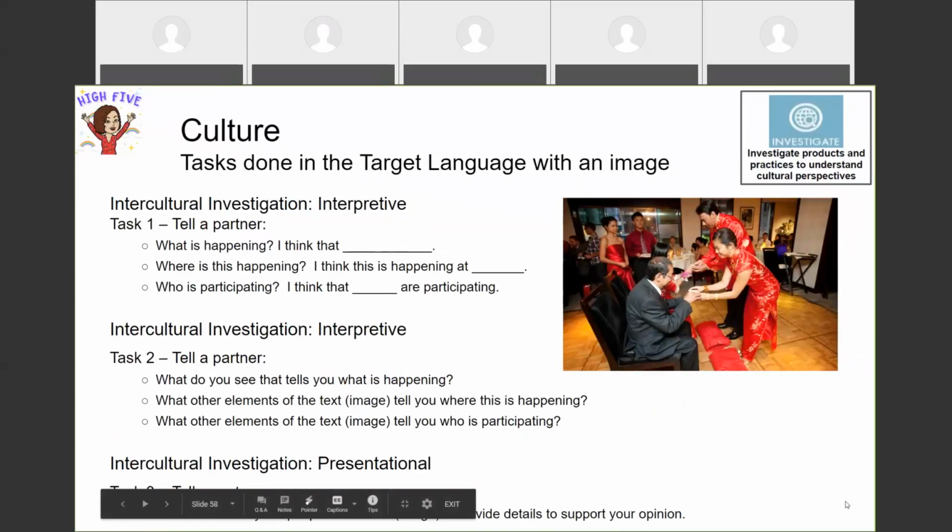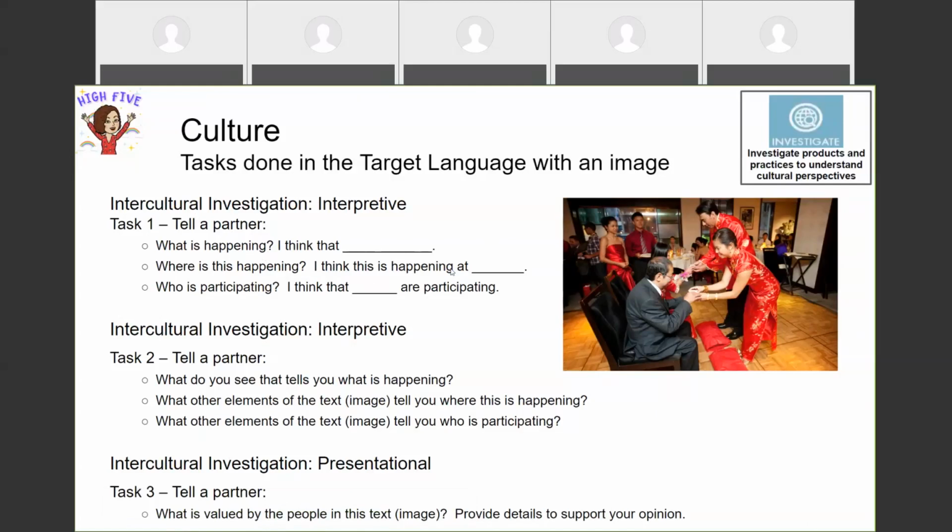Now, here's one you could do with an image. This could be an actual piece of famous art. This happens to be a photo of some sort of cultural event happening. And it's the same type of idea. That first intercultural investigation, they would turn to a partner and they're going to have this little mini academic conversation. What is happening based on what you see in the photo? I think that this is, I'll give you a hint. Let's go with it's a wedding.